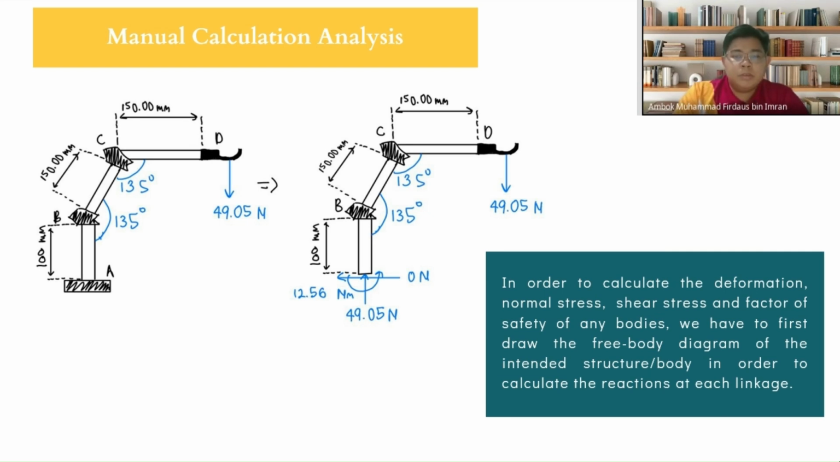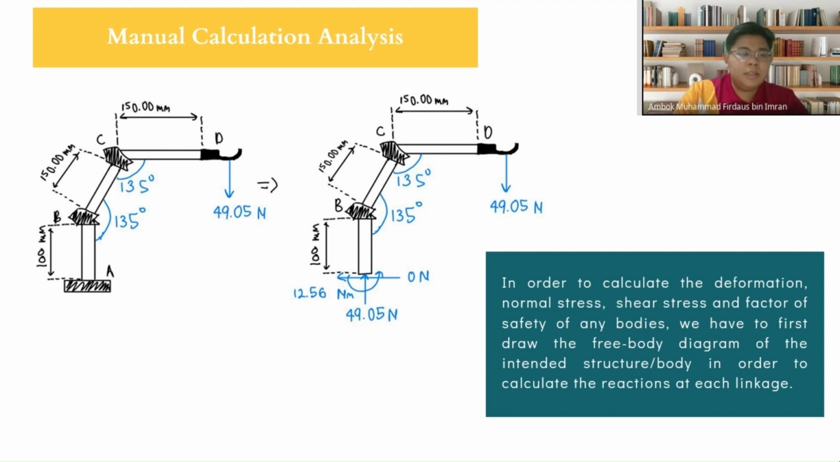So I am Muhammad Faiz Imran, and in this assignment I am tasked to conduct the manual calculation analysis for our robotic arm. In order to analyze our robotic arm, first we have to construct the free body diagram of that particular structure. As you can see here, I have initialized the angle between the joints to be 135 degrees respectively on joint B and also joint C.